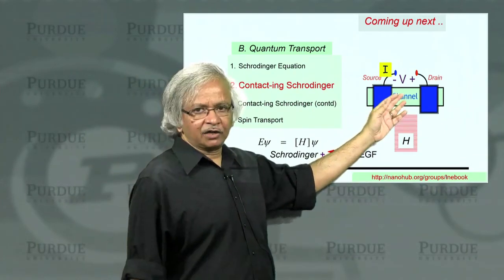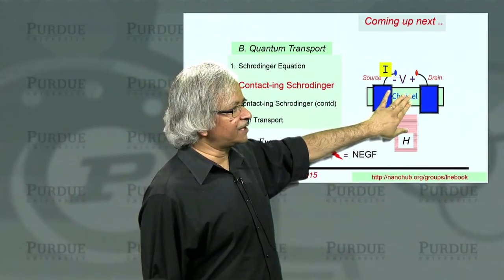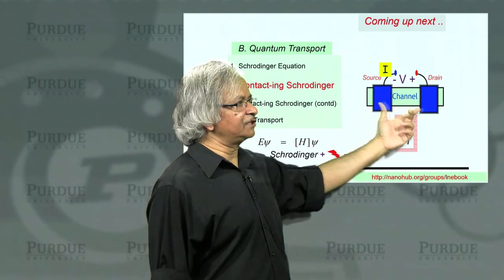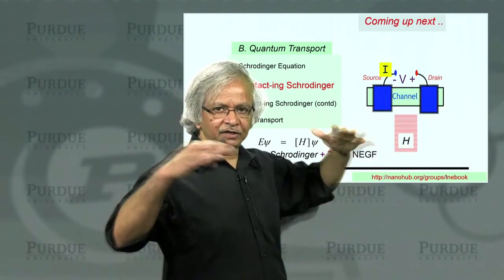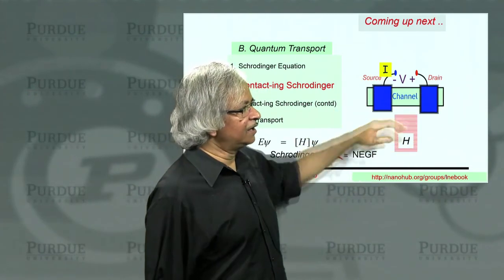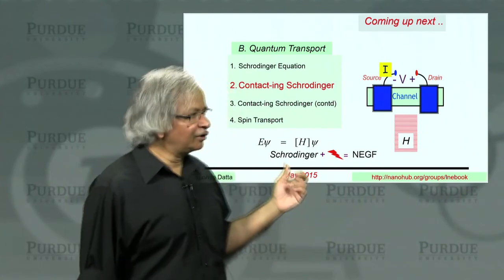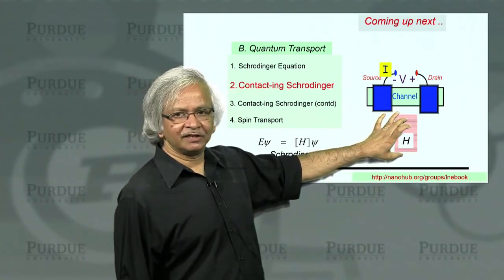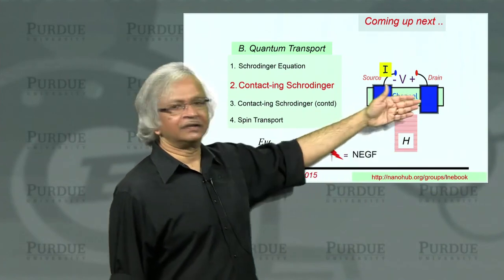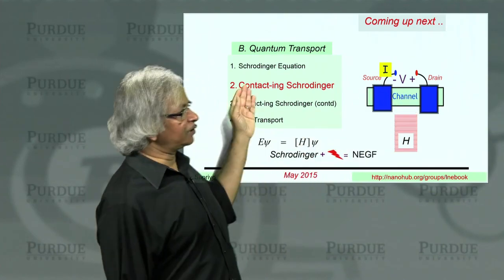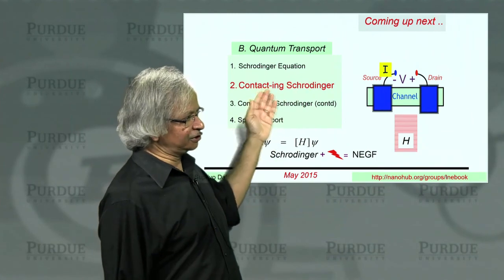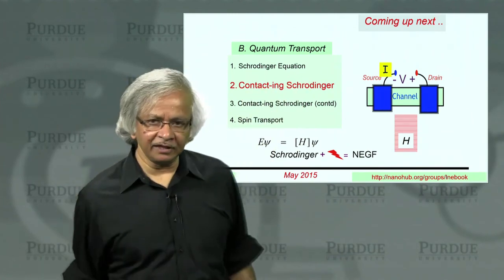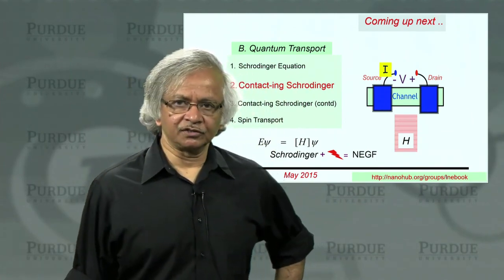In other words, to start with, even if there are no interactions in the channel, you still have these contacts where all these entropy-driven processes work. And so what we need is to figure out how to take this Schrödinger equation, which describes an isolated channel, and attach contacts to it. And so that's why we call it contacting Schrödinger, and that's what we'll be talking about for the next 2 units of this course.